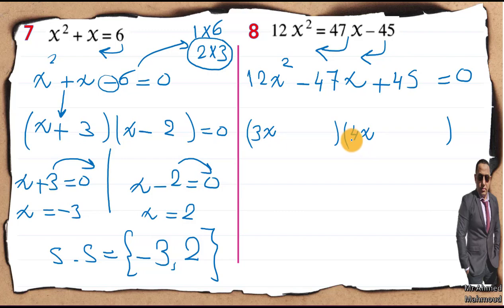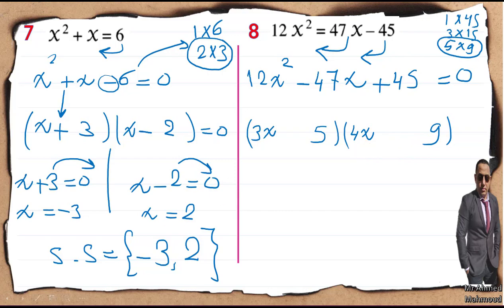45 equals 1 times 45, 3 times 15, 5 times 9. I'm going to choose 5 and 9. I can't write 9 here because 9 and 3 have a common factor. So I have to write 5 here and 9 here.